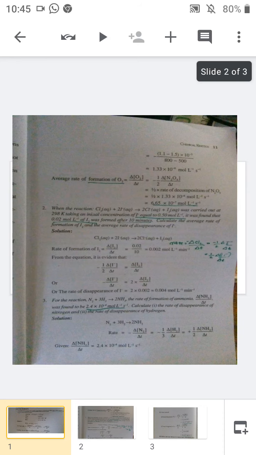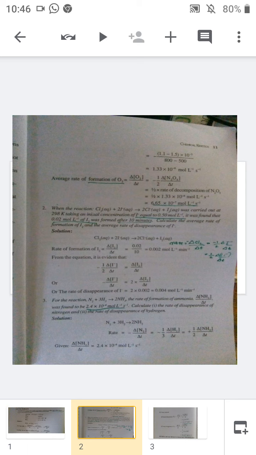Then the difference in the concentration of N2O5 is given in the question itself. So that's equal to minus (1.1 minus 1.5) into 10 to the power minus 3 divided by T2 minus T1, that is 800 minus 500. So the value is 1.33 into 10 to the power minus 4 mole liter inverse second inverse.